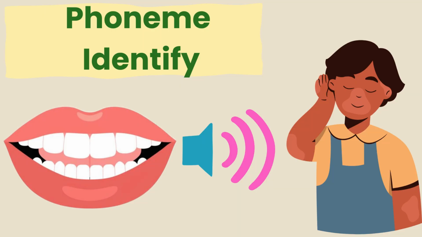Phoneme identify. I will say a word. You will repeat the word back to me. Then we will say the word together. Then we will identify the beginning initial sound. Example, I say fake. You say fake. We say fake. What sound?